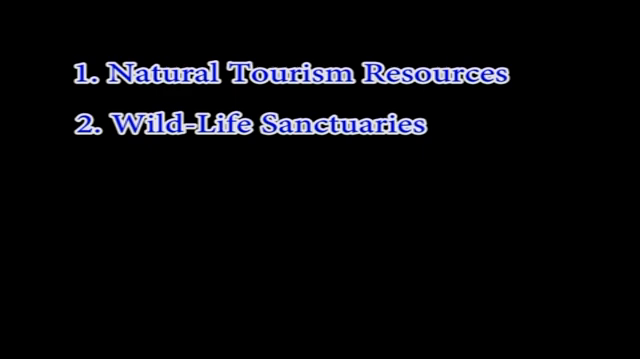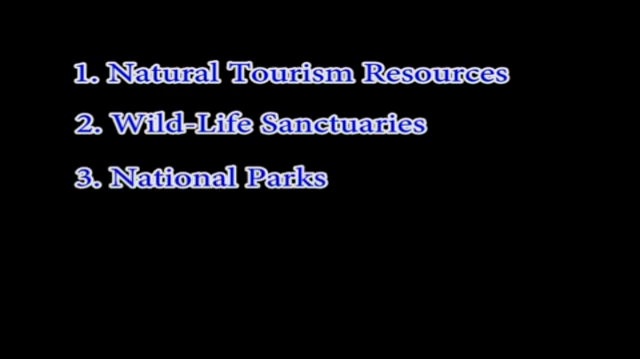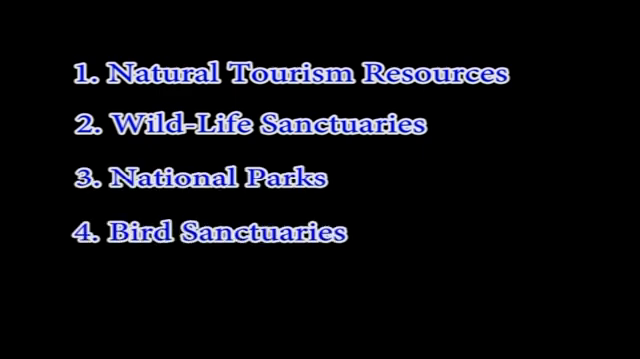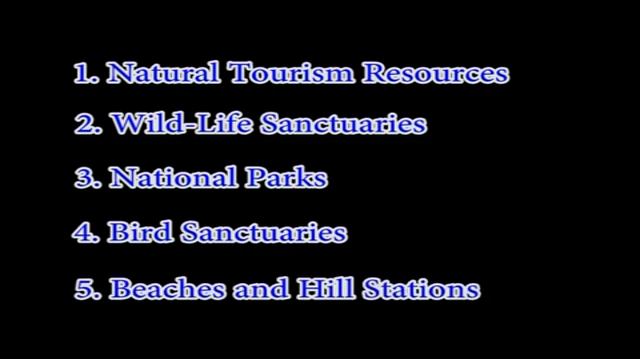In this episode, let us try to understand the contour of natural and other tourism resources. The main objective of learning has been presented under 5 broad categories. They are natural tourism resources, wildlife sanctuaries, national parks, bird sanctuaries, beaches and hill stations.